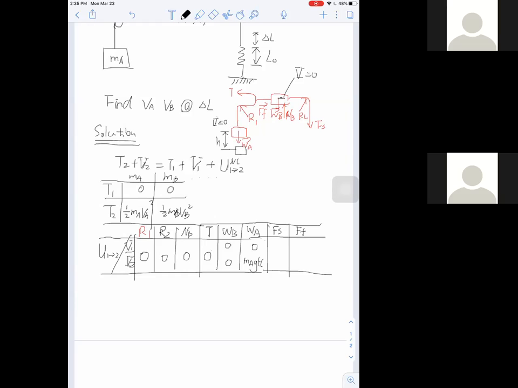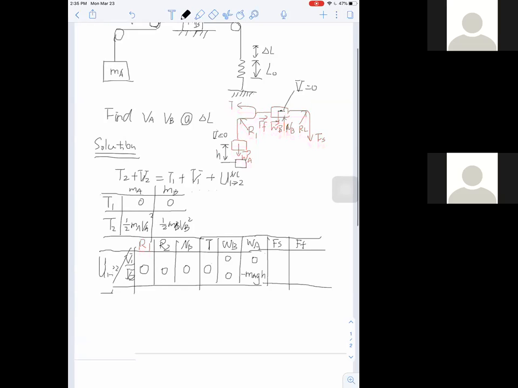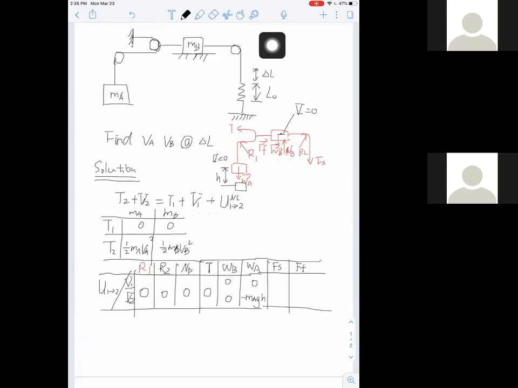negative H. So it's negative, right? It's going downwards. So negative MAG H. And we don't know what H is in this problem. However, we know this: we know delta L, which is the stretch of the spring, the elongation of the spring. And can we find a relationship between this delta L and the H?